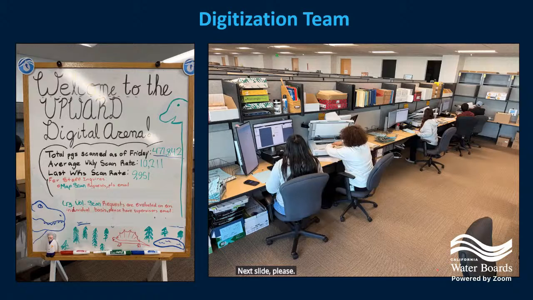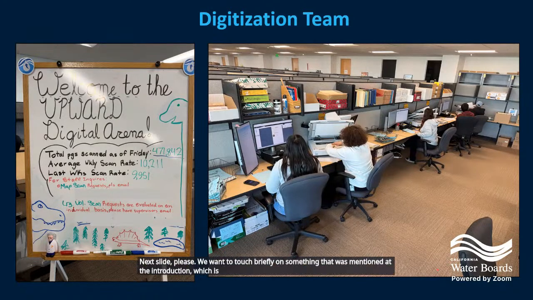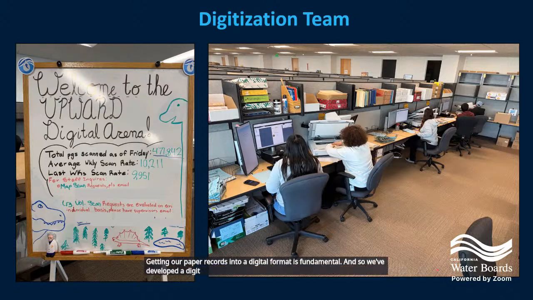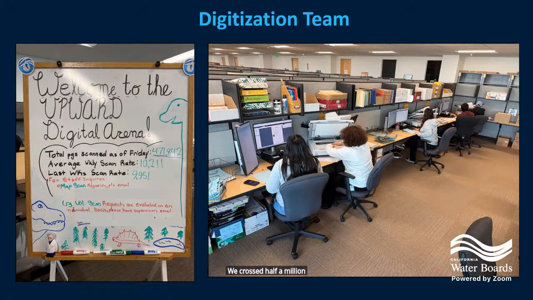We want to touch briefly on something that was mentioned at the introduction, which is actually digitization. The CalWATRS data system that we were talking about is a major aspect of our future water rights reporting, but also getting our paper records into a digital format is fundamental. And so we've developed a digitization team. Here's a very small part of the team. We have a large bullpen on the 14th floor where we're digitizing records right now, today. We crossed 500,000 records a few weeks ago, so we are on our way to getting these records digitized.